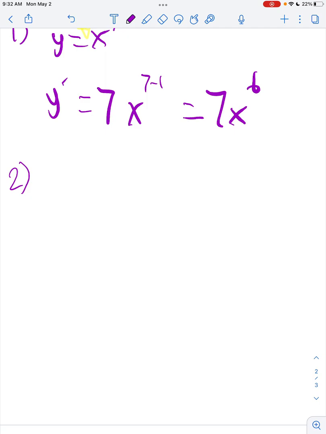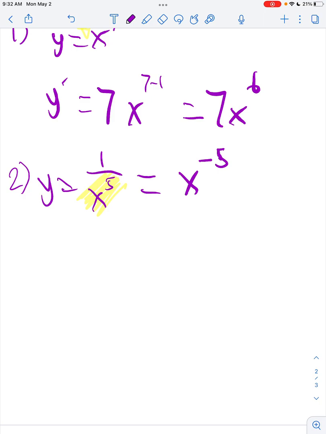If I looked at a slightly different example, let's say our function is y equals 1 over x to the 5th power. One of my rules says I can't really do this with the denominator, so I want to move this to my numerator. And I can by creating a negative exponent. So this is the same thing as saying x to the negative 5th power.